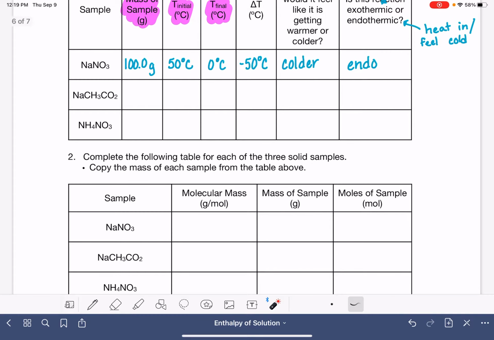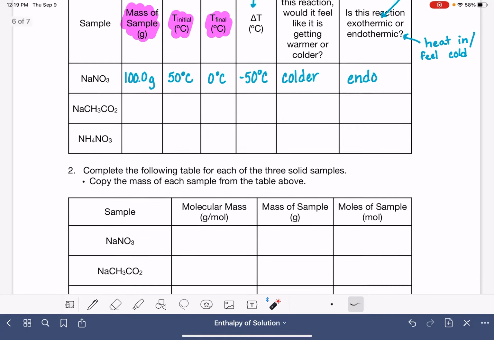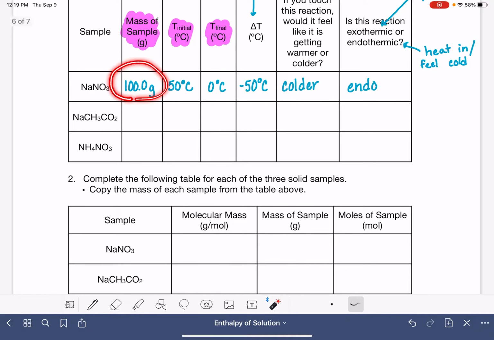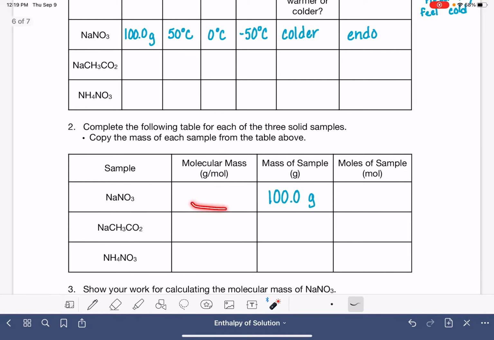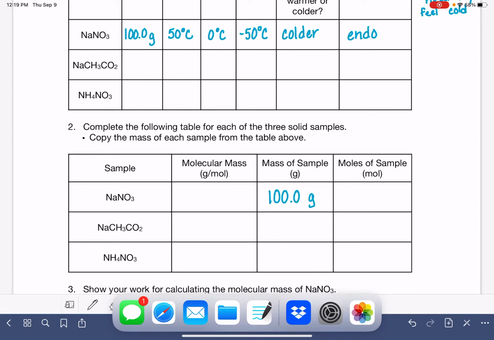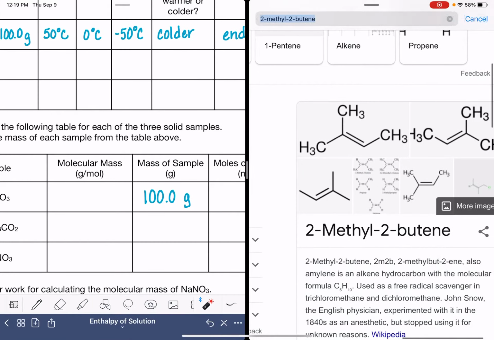This next question has to do with calculating the moles of each one of these substances that you worked with. So the first thing that you're going to do here is take the mass of the sample from your first data table and copy it down into the mass of sample box in data table number 2. So this number is just going to be the same thing as this number. You're also going to either calculate or look up the molecular mass for each one of these compounds. That means we're just adding up the mass of the sodium, the nitrogen, and the 3 oxygen atoms. If you don't feel like doing that, remember you can always use the internet.